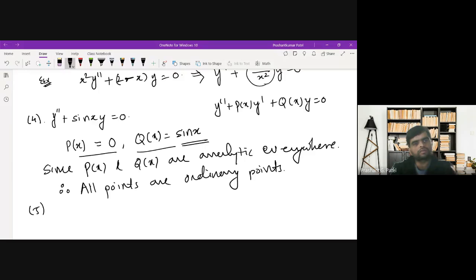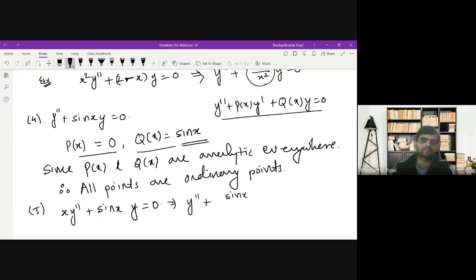I'm just slightly modifying this example. Instead of y double dash, I just write down x into y double dash plus sin x y equal to 0. Now again comparing with the differential equation and rewriting this equation as y double dash plus sin x upon x y equal to 0, we have p of x is a constant function which is 0 and q of x is sin x upon x.